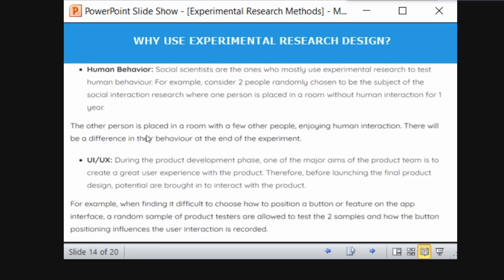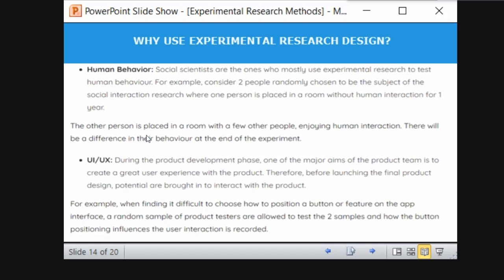Human behavior in psychology also uses experimental research on a larger scale. Social scientists are the ones who mostly use experimental research to test human behavior. For example, consider two people randomly chosen. Randomly chosen means you should remember it is a true experiment. Whenever the word random comes, it is true experimental research design. So two people are randomly chosen to be the subject of social interaction research, where one person is placed in a room without human interaction for 1 year.